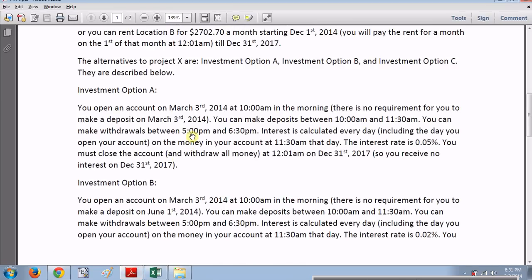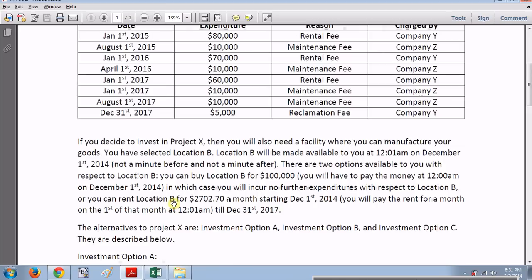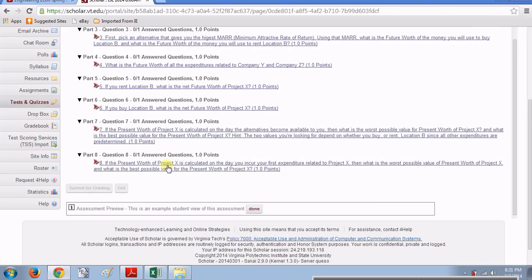Remember that this table is not the only table that gives you information. Now, this table does not contain all the information about the expenditures. The paragraph that follows also has information about expenditures related to project X. So using this table and this paragraph, you have to figure out the date on which you incur your first expenditure related to project X, and using that date, you shift all the cash flows to calculate present worth.